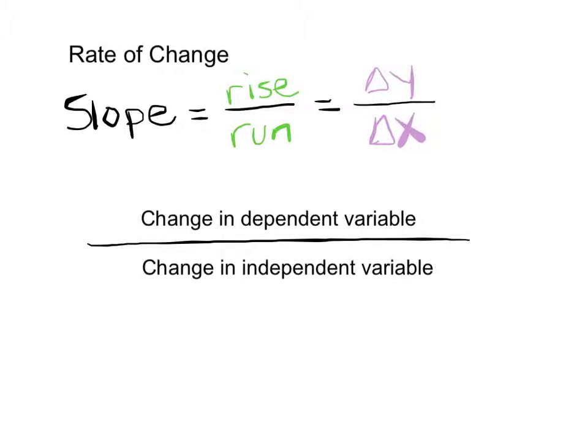So you can see that our ratio has a lot of similarities to the two that we talked about with slope, the rise over the run, or change in y over change in x. We're still looking at change. We're looking at the change in the dependent variable and the change in the independent variable. So we need to know what is a dependent variable and what is an independent variable.